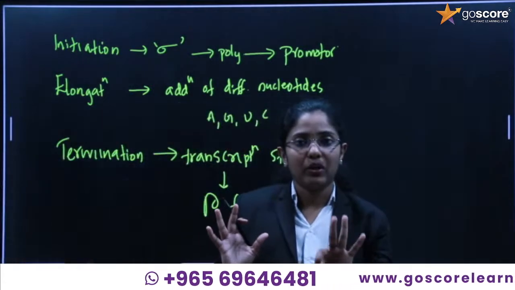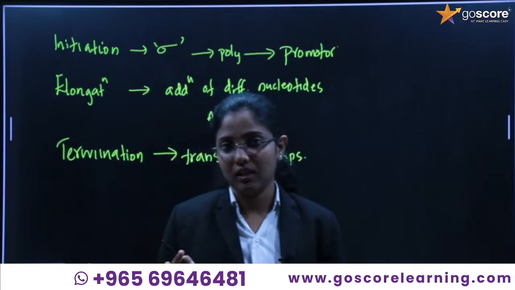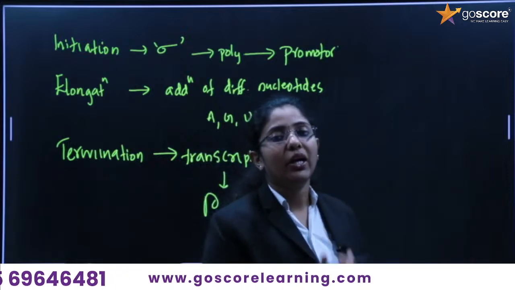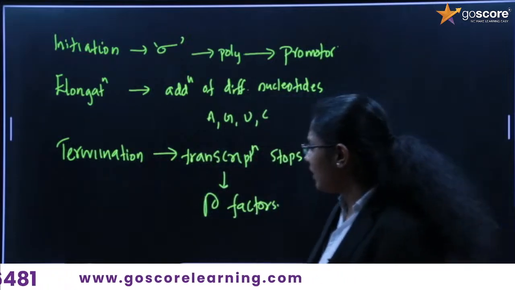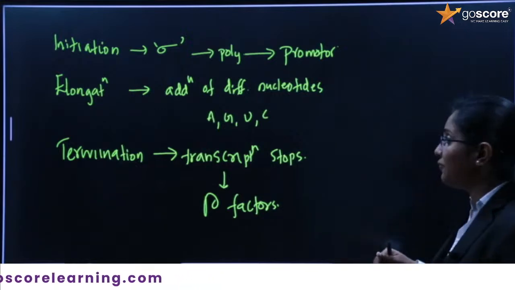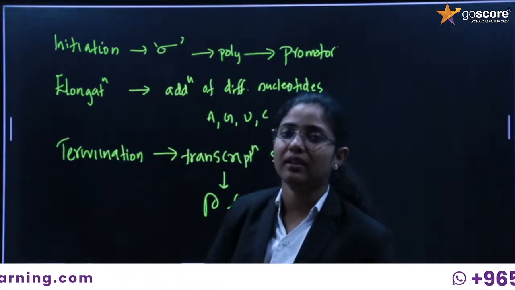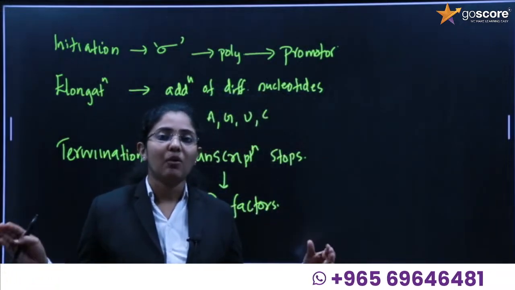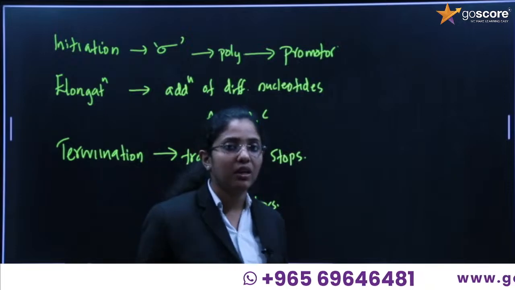There are 3 important steps, and you have to keep on reading what happens in these 3 steps. Okay. Read the textbook well. These are the basic things. So next you have to understand the difference between prokaryotic transcription and eukaryotic transcription. Okay. The basic things happening in prokaryotes and eukaryotes will be the same.